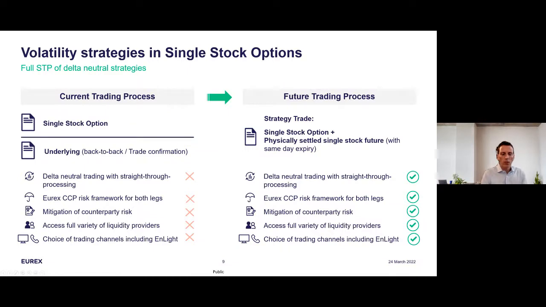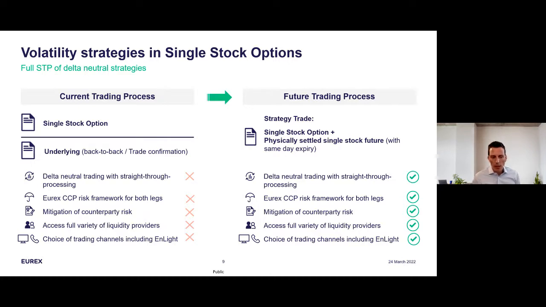And would move to the second initiative: volatility strategies in single stock options. Whereas we at Eurex currently can offer volatility strategies in index options, where you exchange the underlying future as a cash leg, we can't offer it currently for single stock options. Normally, if you want to do a delta neutral strategy in single stock options, you want to have, beside the option, the underlying cash. And as it is not traded on our exchange, we have some limitation.